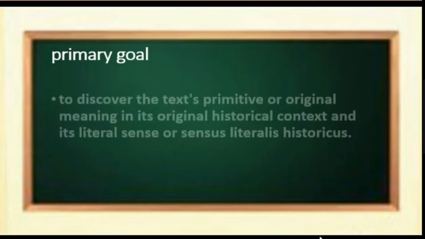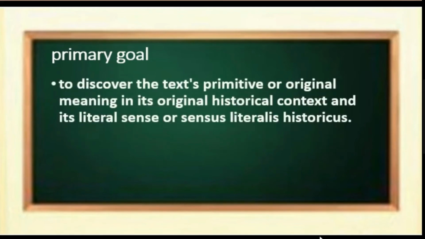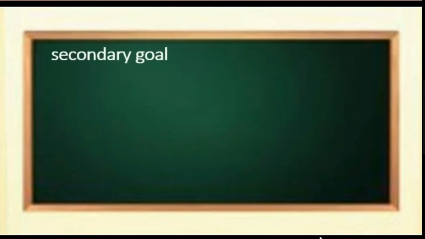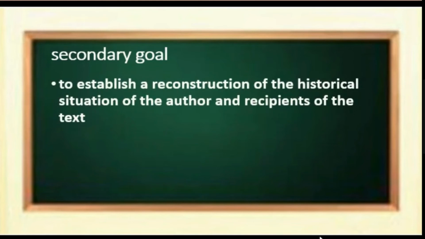the work itself. Now, there is what we call the primary goal of historical criticism. So, what is the primary goal? It is to discover the text's primitive or original meaning in its original historical context and its literal sense, or sensus literalis historicus. And then we have its secondary goal, which is to establish a reconstruction of the historical situation of the author and recipients of the text.